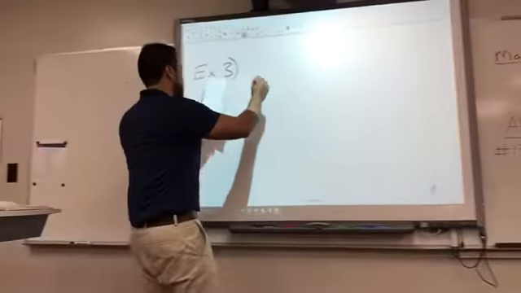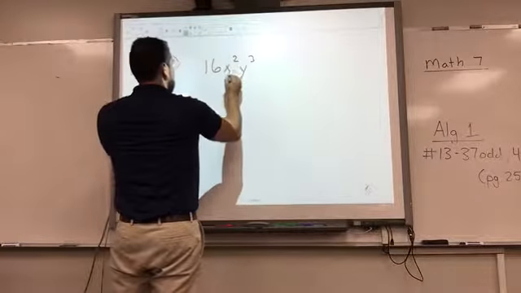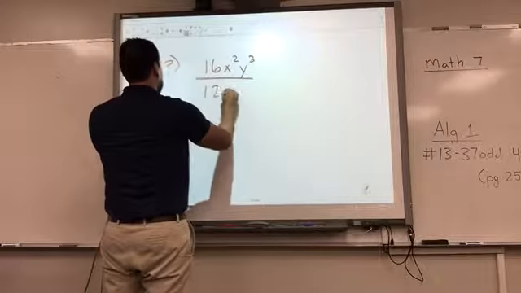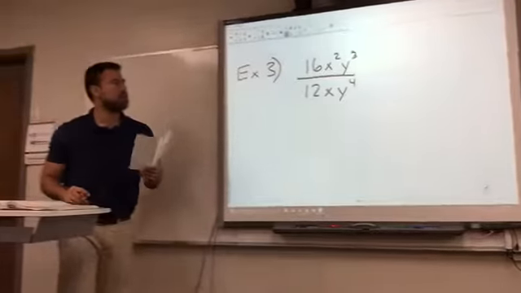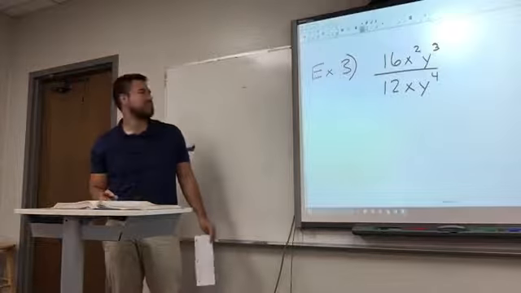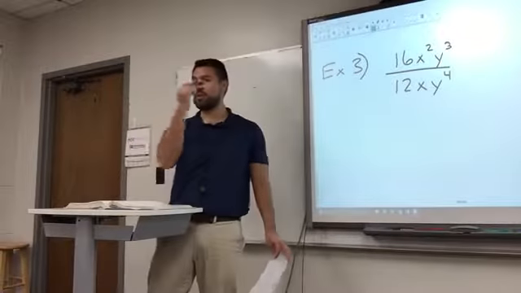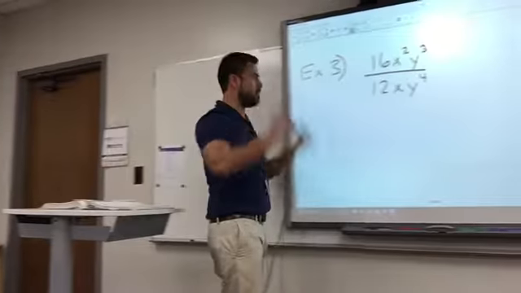So here we have 16x squared y cubed over 12x y to the 4th. Okay, so here's my expression. What do you think I've done in the last problems that I should probably do on this problem? Just get the prime factorization of it.